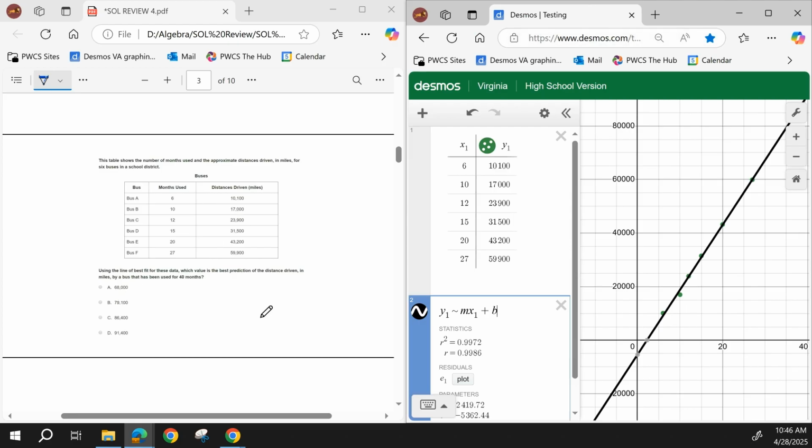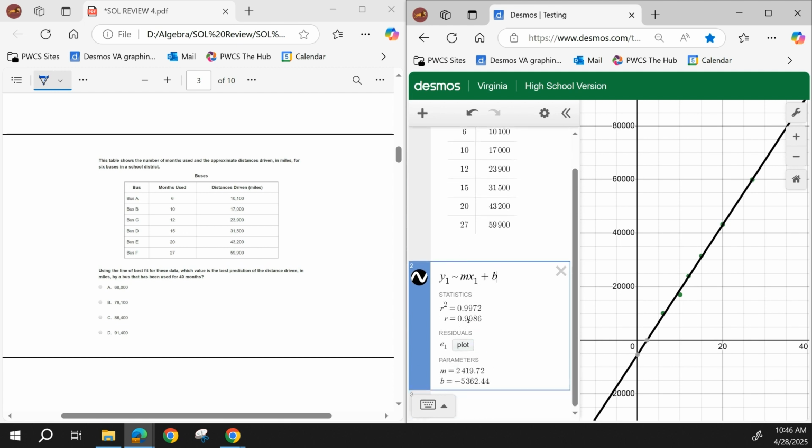And so this one's not looking for an equation, even though we have all the information. You can see there again, we have R 0.99. That's a really strong relationship, close to 1. That means there's a really strong relationship between the months that this bus is used and the amount of miles that it's been driven. So the more or the longer we own it, the more miles we drive, and that makes sense. We could write an equation. We have the slope and we have the y-intercept. We have that y-intercept down here, negative 5,362.